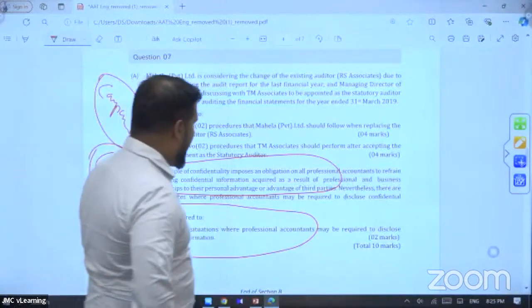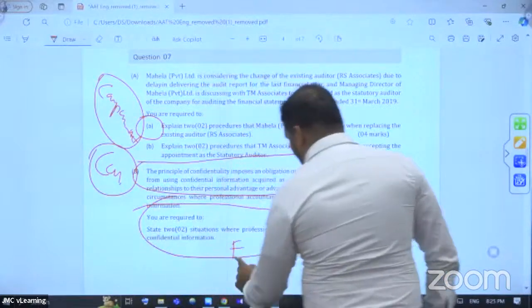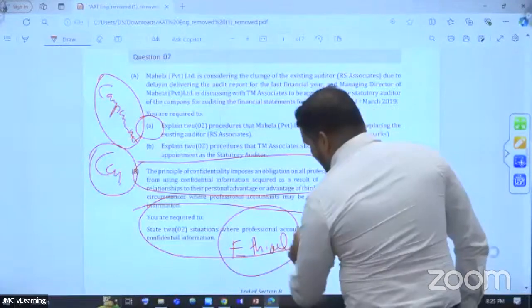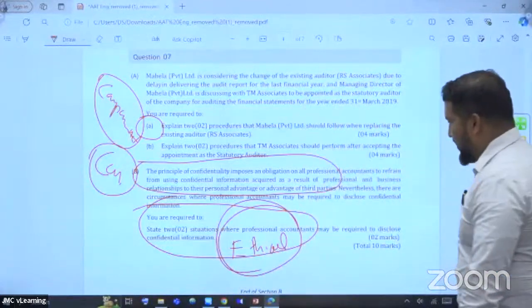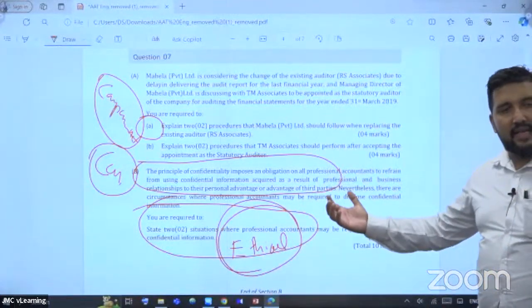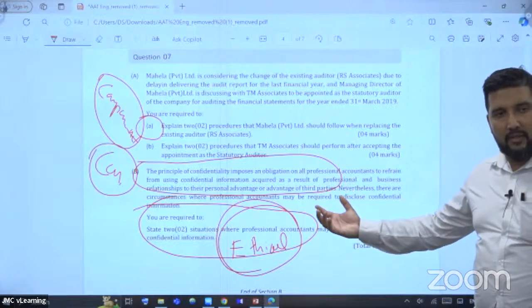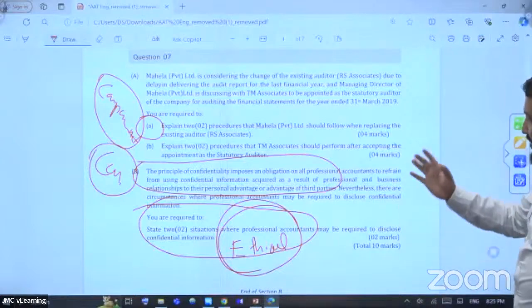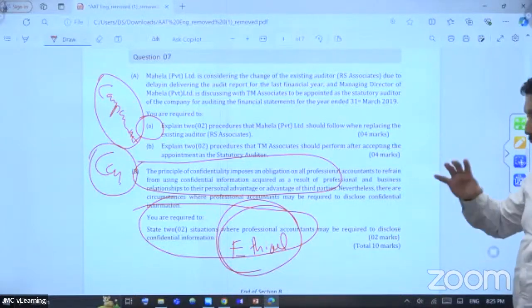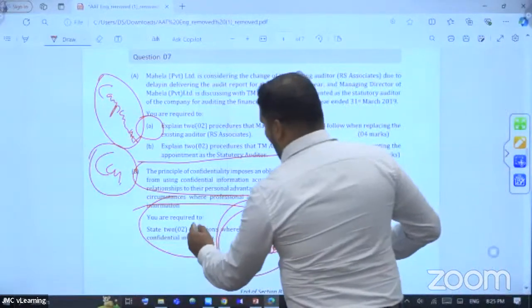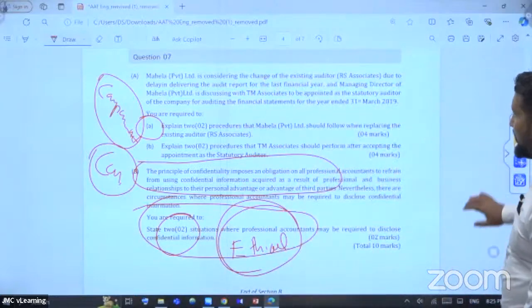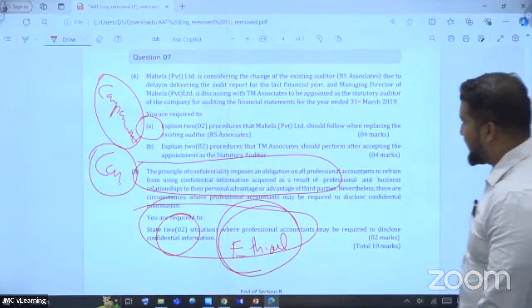So basically, this has been tested from the ethical requirements. When you read my tute, we have discussed 4 instances. These are considered exception rules for confidentiality. So there we discuss 4. Out of those 4, you need to write down 2 to get the marks. Right.